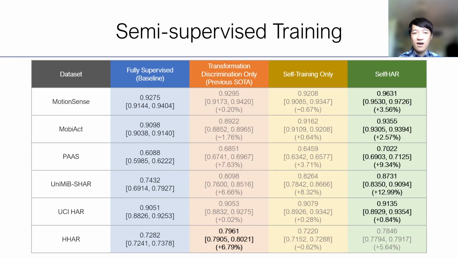Here we can see that out of all cases, compared to the fully supervised baseline, our SelfHAR method is able to outperform it in all cases. And also, compared to the previous state of the art, our method was able to outperform it in 5 out of 6 datasets. Please note that out of all these pipelines, the final model has the exact same complexity and architecture, which means that there is no extra cost incurred at runtime.